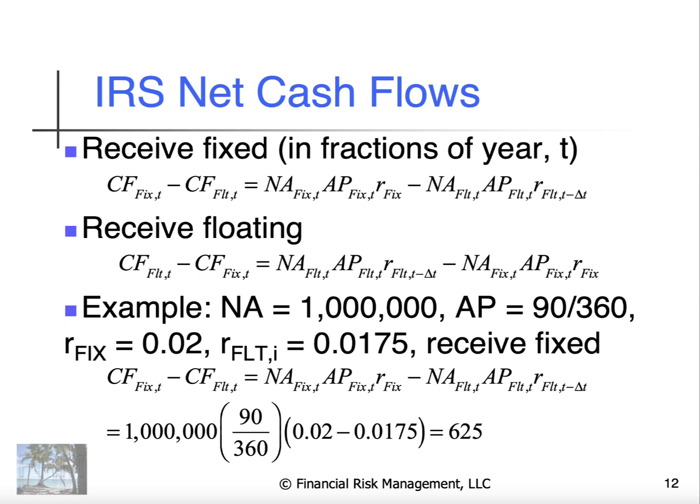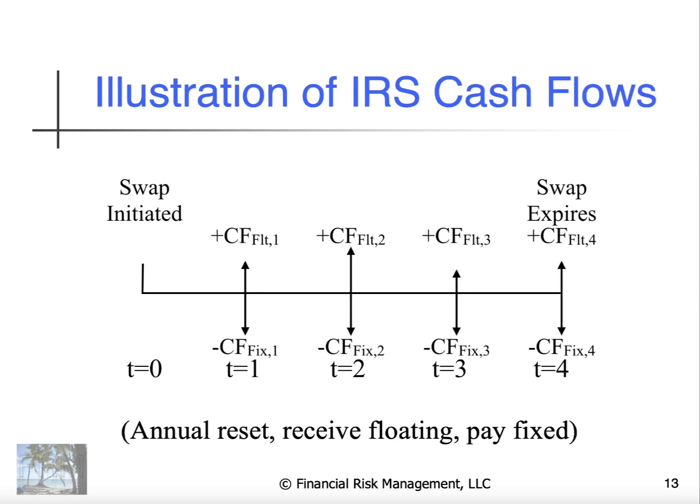Interest rate swaps are netted. One party doesn't pay the fixed and the other party pay the floating. They settle up on the net. For example, if this is a receive floating, pay fixed swap, let's say this is a 4-year annual reset interest rate swap. If it's receive floating, pay fixed, notice that this cash flow is tied to the floating rate over period 1. This is the cash flow over period 2, period 3, and period 4.